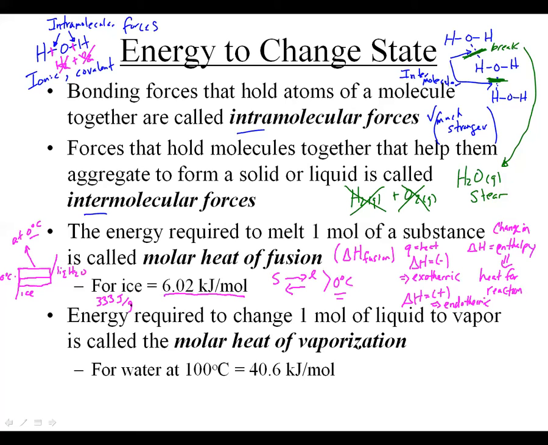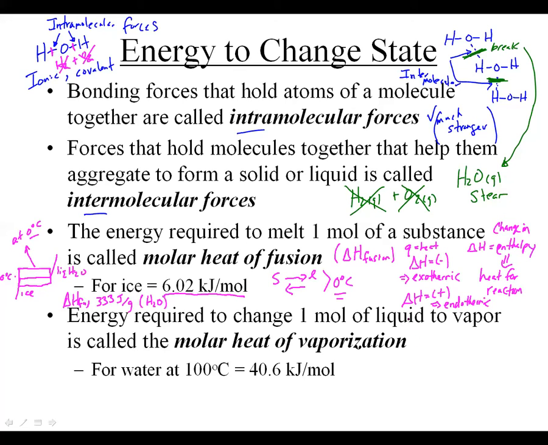So 333 joules per gram is another way that the heat of fusion is sometimes referred to. So this is the delta H of fusion, again, specifically for water. Okay, perfect. Sounds good. Thank you for letting me know. So delta H of fusion is 333, again, for water.